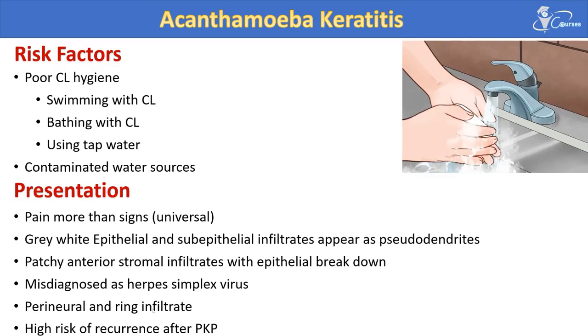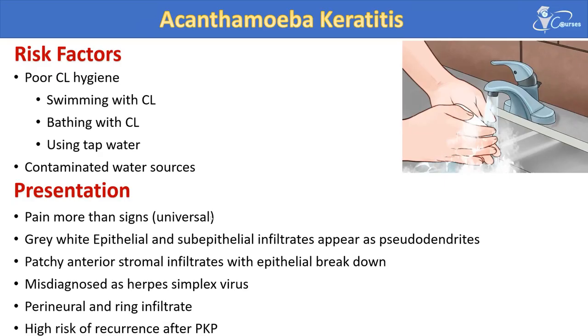Then it will cause perineural infiltration. Remember when I told you that there is severe pain? Why this severe pain? Because this organism has a predilection to involve the corneal nerves. It will cause perineuritis, or perineural infiltration. So this will result in severe pain. And as the organism reaches the stroma, it will cause ring infiltration because of its tendency for circumferential spread.